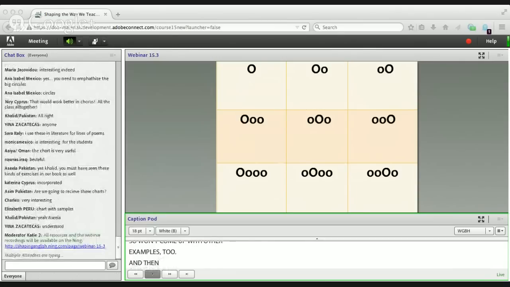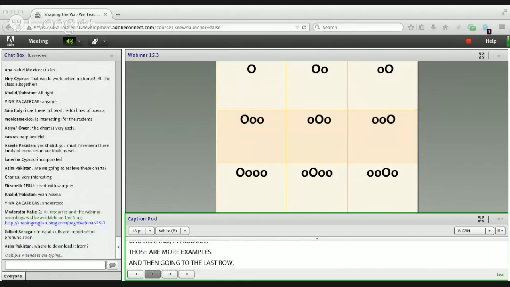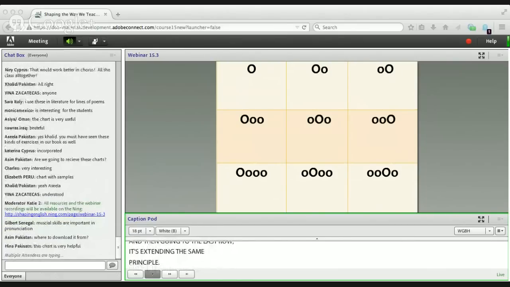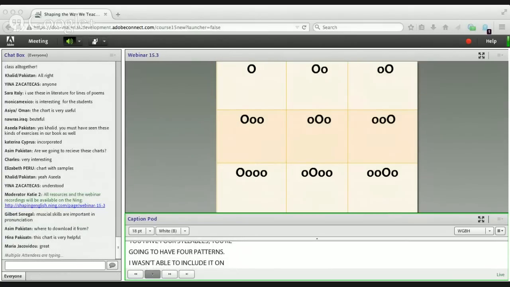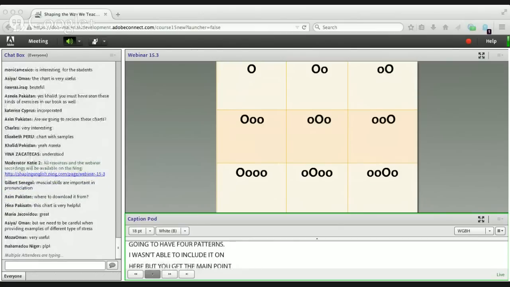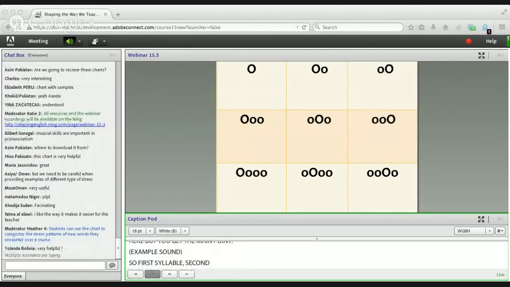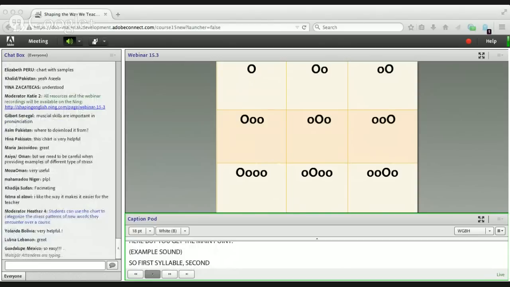And then going to the last row, it's really extending the same principle. You have 4 syllables, you're going to have 4 patterns. I wasn't able to include it on here, but you get the main point. You have da da da da, anybody, or da da da da. So first syllable, second syllable, or third syllable. Institution, education, invitation.